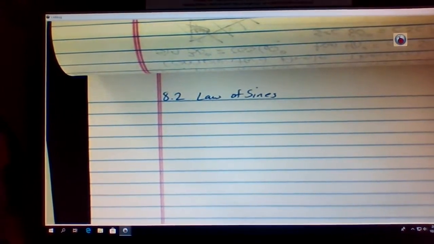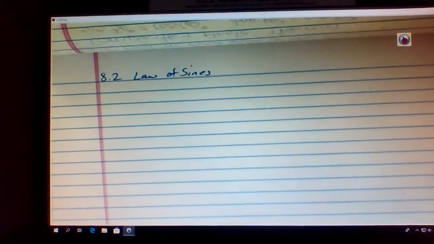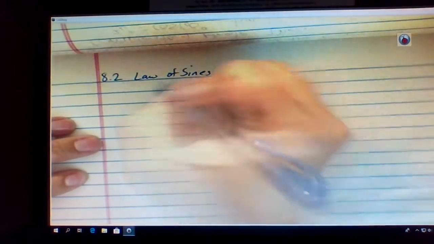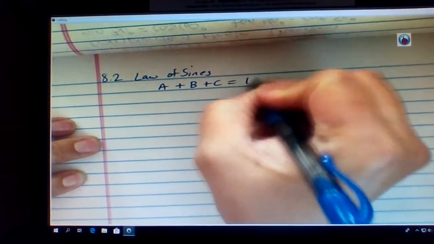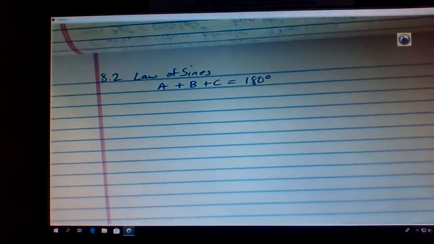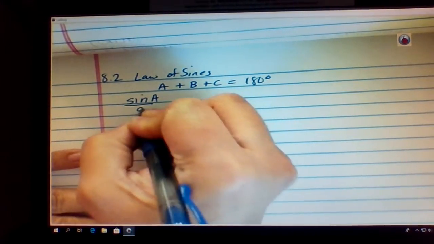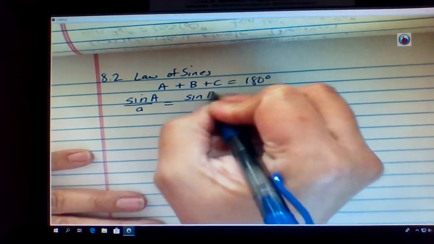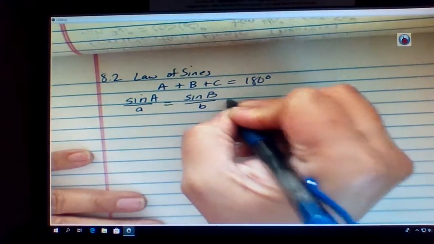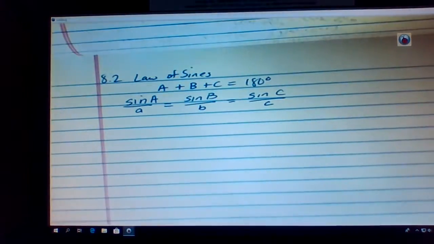Alrighty, we're going to be doing the law of sines. For this, all you need to know is that angle A plus angle B plus angle C is 180 degrees, which you should know. Also, that sine of A over side a should be equal to sine of B over side b, which should be equal to sine of C over side c.